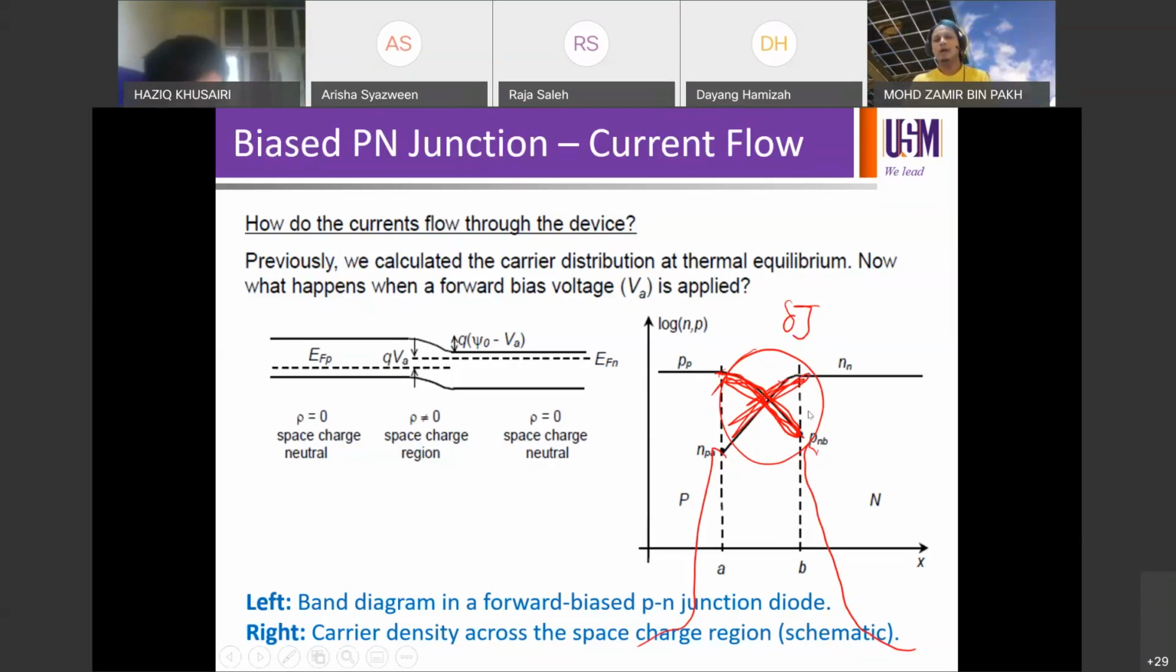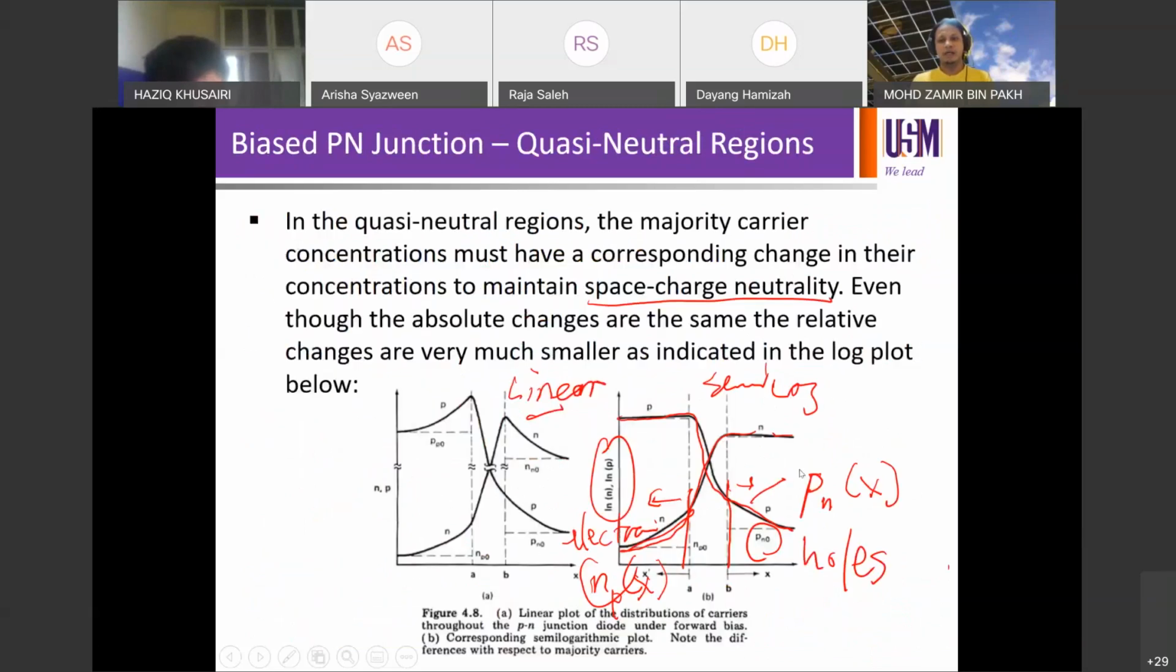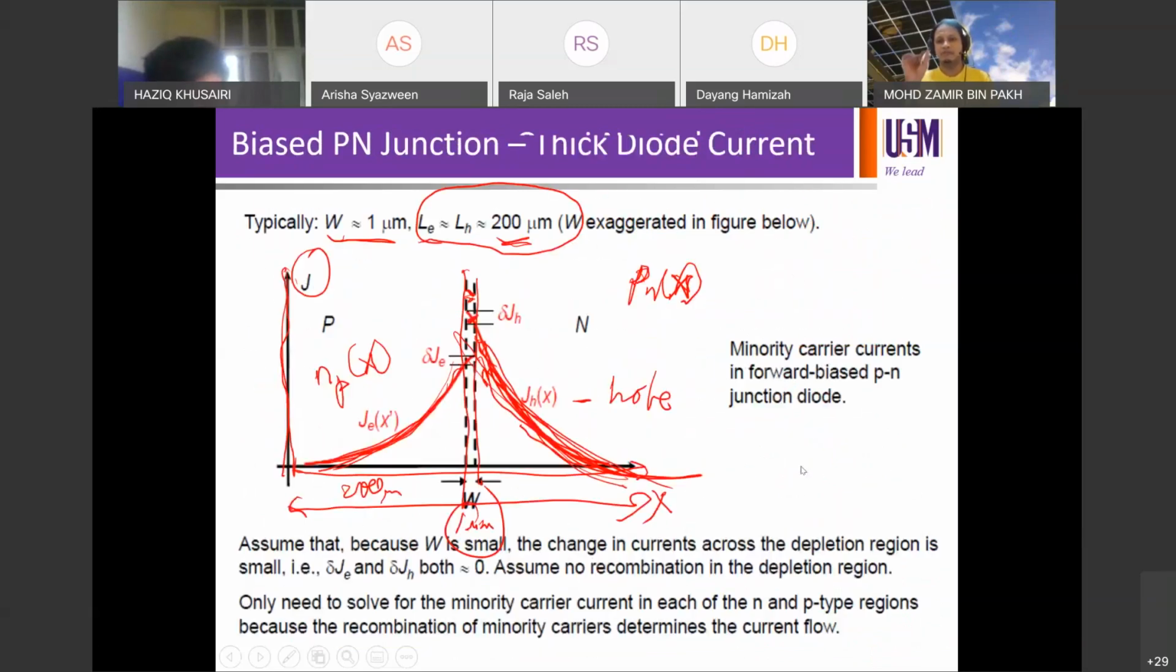But when you're comparing with the quasi-neutral region, the change in the depletion region becomes very, very small. So that's why it is stated here that the change in current across the depletion region, delta JE, delta JH, is very, very small, or we can say the change is close to zero. Even though before this we've discussed that the change in the depletion region is quite steep in its own case, if you compare it with the change in the quasi-neutral regions on both sides, the change in the depletion region will be very, very small or close to zero.